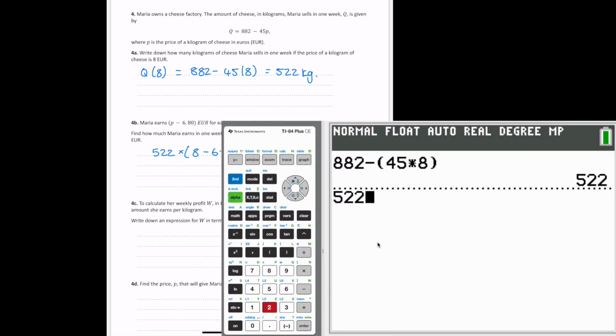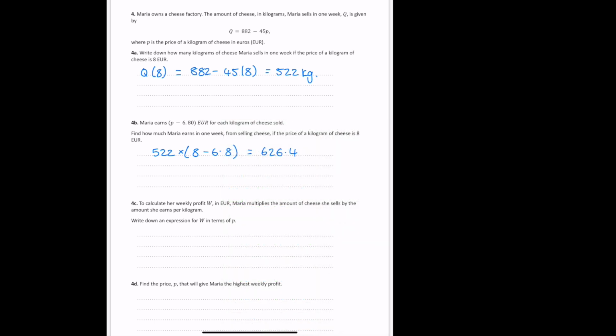And I can type that into the calculator. So 522 times 8 minus 6.8, and that gives me 626.4. Okay, and that's the profit that she's made, so that needs to be in the same currency as the previous question, so that is in euros. So we need to make sure we give context to our answer.